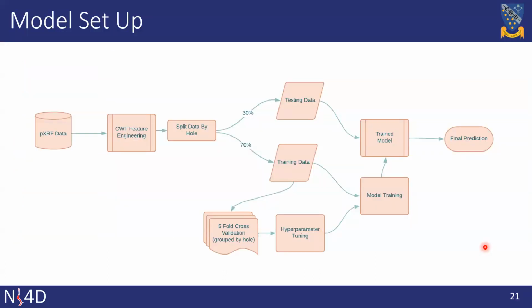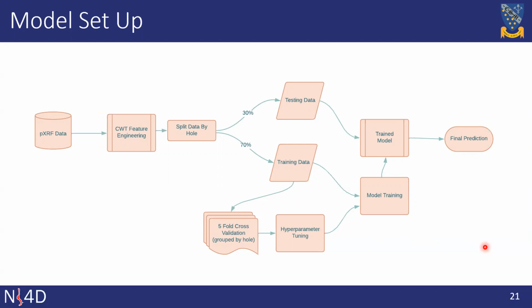So how did this all feed into the model? We do the feature engineering step, then split the data by hole. And this is a really important little side note. If you're in the business of machine learning and you're splitting your data into your testing and training data sets, and you've included spatial features onto your samples, you need to be really careful that you separate them by hole, because now samples within a hole have information about the other samples around them.